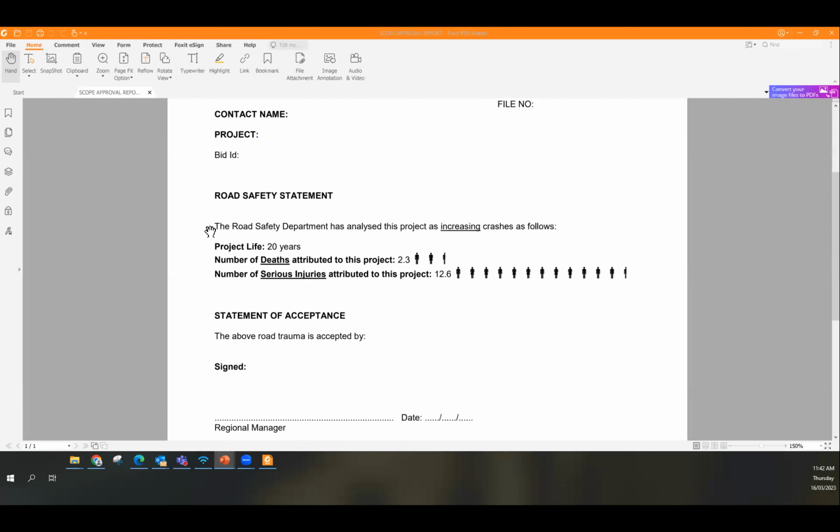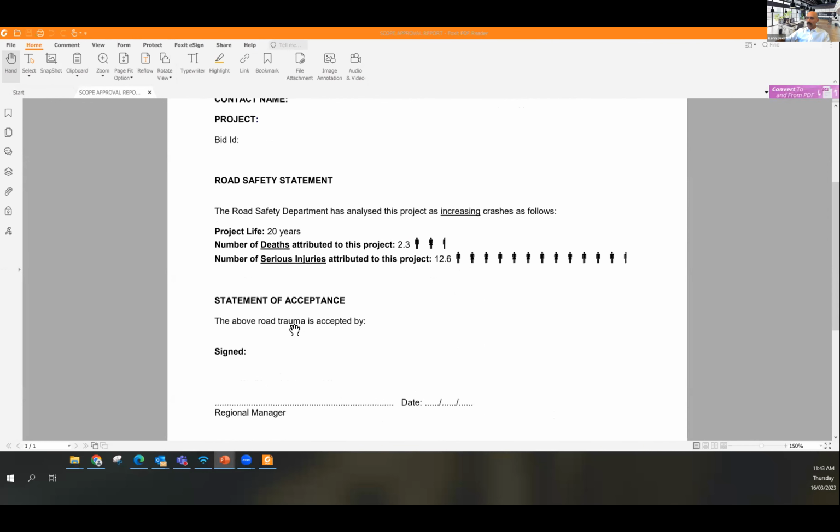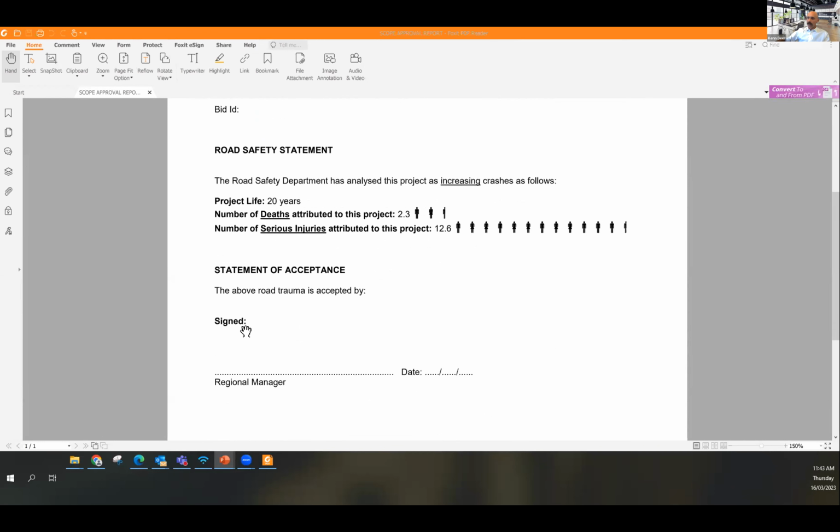Yeah, good. So the Road Safety Department has analysed this project as increasing crashes as follows. Project life, 20 years. Number of deaths attributed to this project, 2.3. We put a little people because, especially when you use decimal points, it sort of loses the fact that these are people. Serious injuries attributed to this project, 12.6. And yeah, so statement of acceptance. The above road trauma is accepted by, and plonk that on and sent it back.